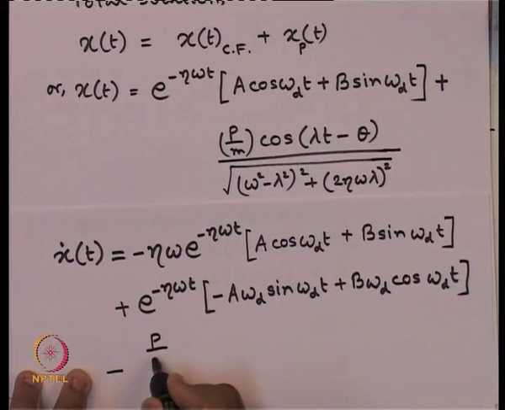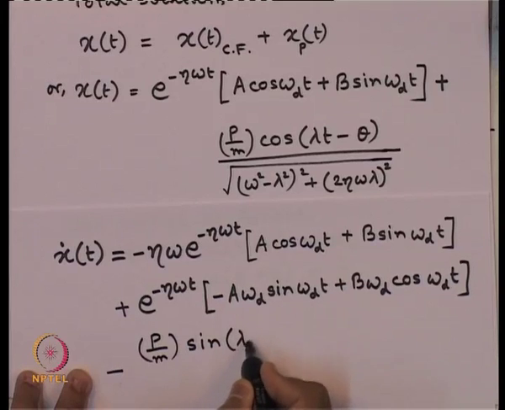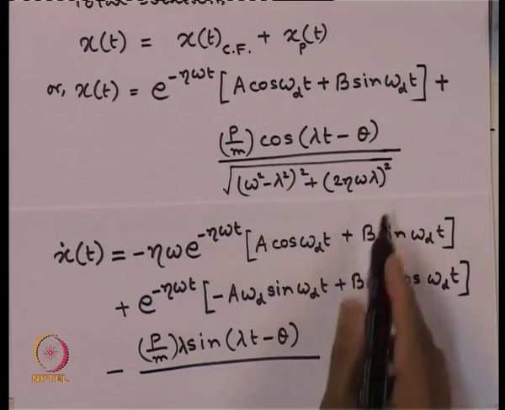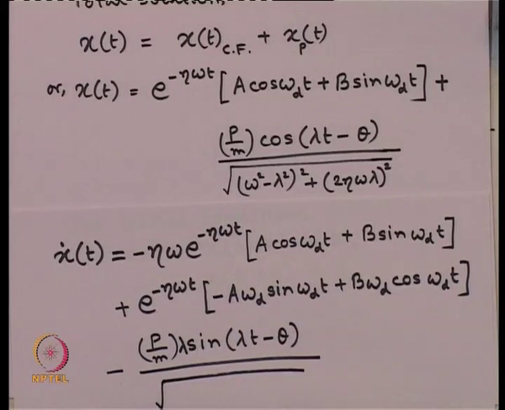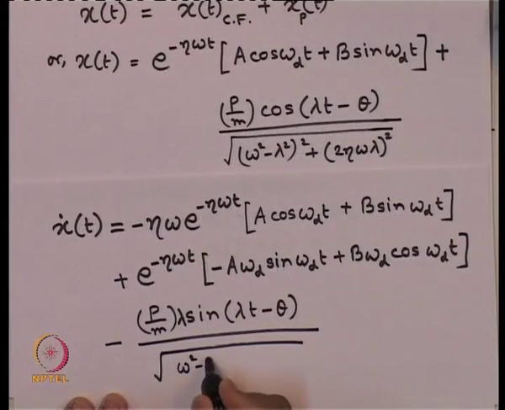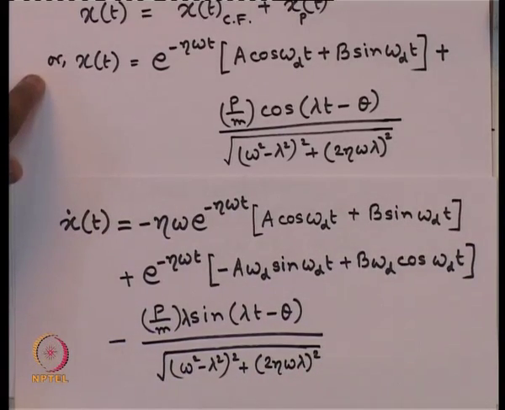So, minus p by m sin of lambda t minus theta. Now, with respect to t, there is a coefficient lambda, so I am bringing that lambda here, and the denominator is independent of t. So, we can write down omega square minus lambda square whole square plus 2 eta omega lambda whole square. That is the expression for velocity, and this is the expression for the displacement, the complete solution.